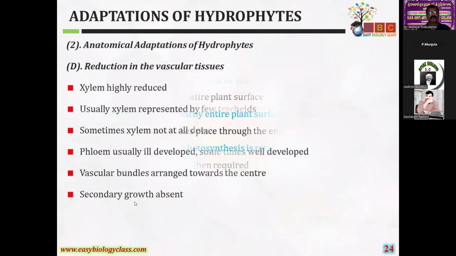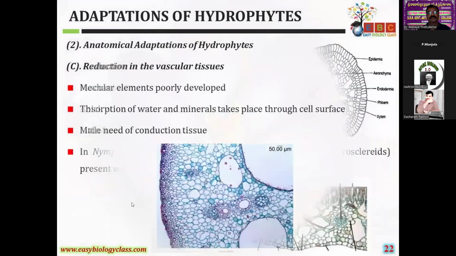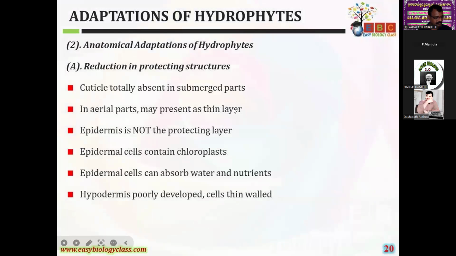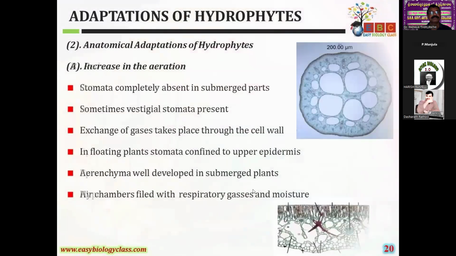So this is about the internal anatomical characters of hydrophytes. Now the external adaptations. First one is the reduction in the protecting structures. The epidermis is generally thin walled, and it also contains chloroplasts, and the cuticle may be absent. If present, it is thin. The hypodermis is also poorly developed, and the cells are thin walled. Generally, we cannot observe sclerenchymatous tissue in hydrophytes.